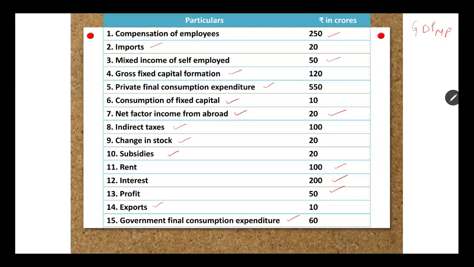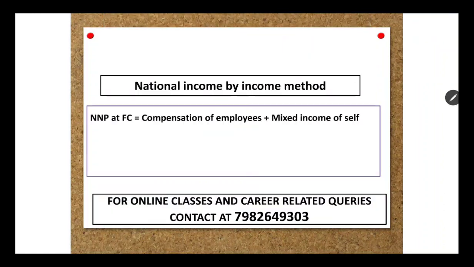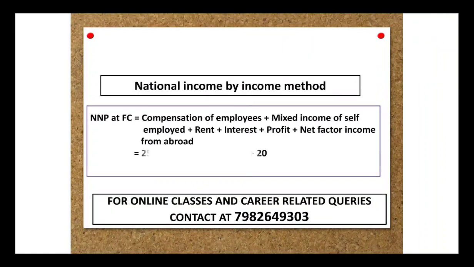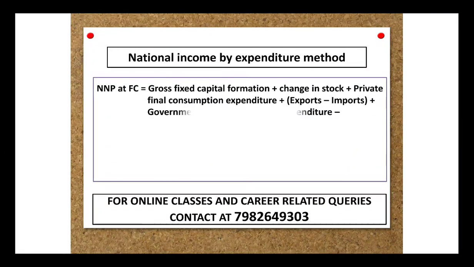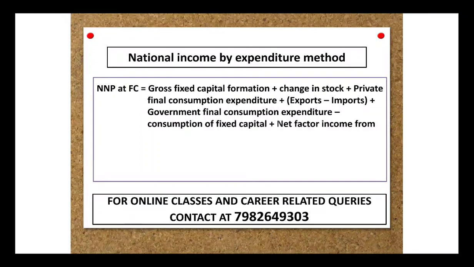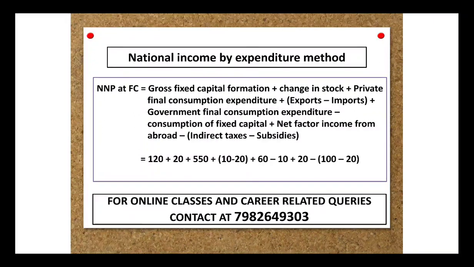Now let us just see how they have calculated. This was under the income method, we've already done. So under the expenditure method, I hope you're getting the same answer. So you must be getting 670 crores. So under both the methods, now you can see the answer is the same, right? So this is how you need to solve. So after this, we have one more last question.